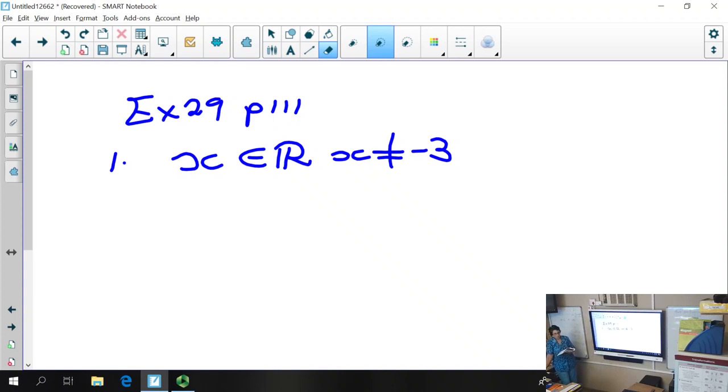Right, now look at number 2. Where will we get the restriction? On the first part? No, there's no restriction, but in that root it will have a restriction. So what will be the restriction there? 3x minus 7 should be more than or equal to 0.